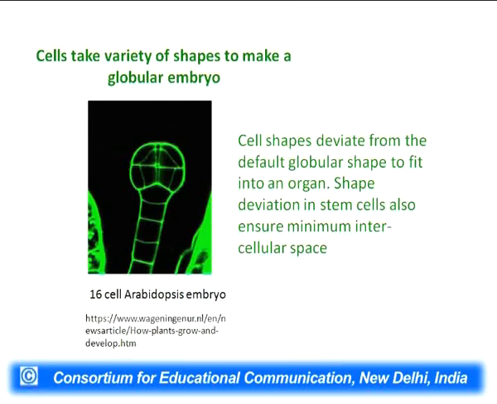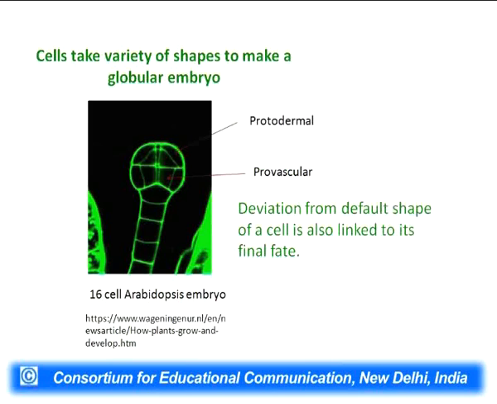Now, it is not possible that each and every cell will undergo the same type of change in shape and size to fit into a globe. In other words, all the cells must be undergoing a change of shape so that they can fit into a globe like structure, and there is a developmental consequence also.